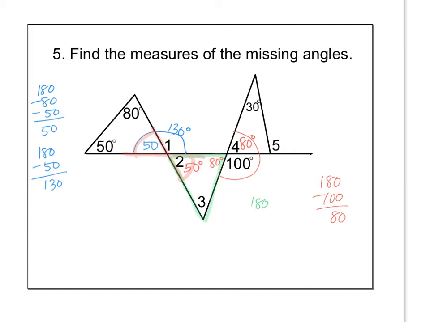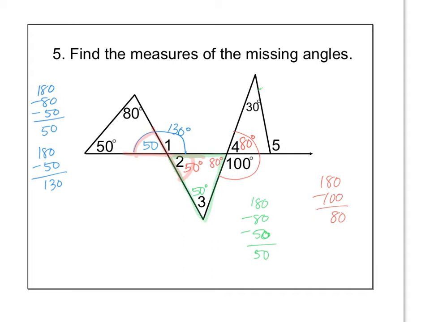We've done 180 minus 80 minus 50, and you have 50 left. So angle 3 is 50. And that leaves us with angle 5. The shortcut is to add the 80 and 30 from this triangle up here on top. But what we're going to do is I'll show you the other way as well.